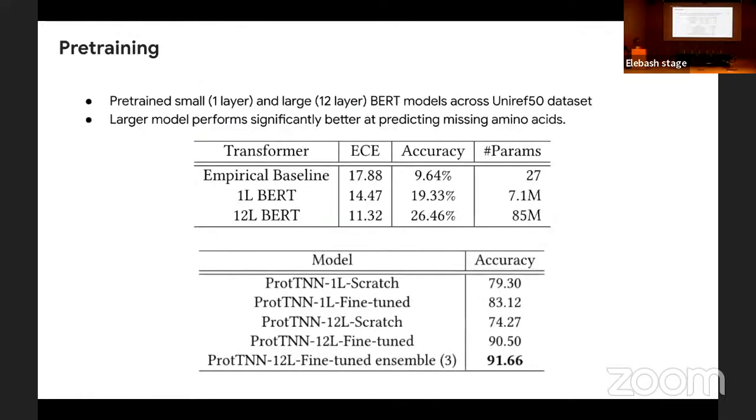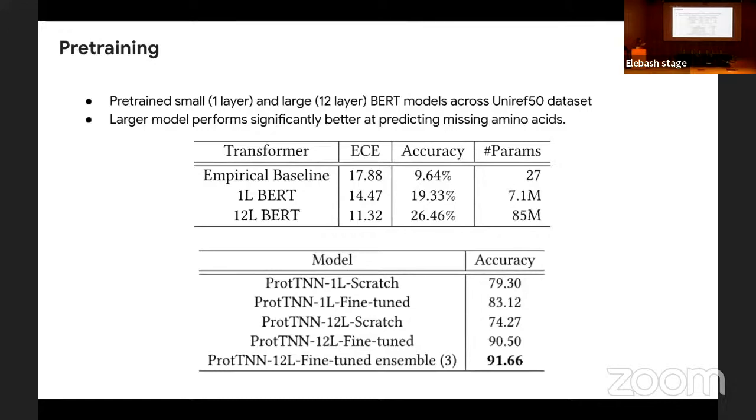It turns out that, so this is showing what happens for different models, with their accuracy on that clustered split. We have ProtTNN, which is the name that we gave this model. If we train it from scratch, then it does quite a bit worse than if we first pre-train it and then fine tune. We tried to train both one layer and 12 layer models, either from scratch on the classification task or with the pre-training. You can see that the 90% result in the second last row does quite a bit better than the 74% above, which is a 12 layer model trained from scratch. If we make a small ensemble of those models, then we can do even better.